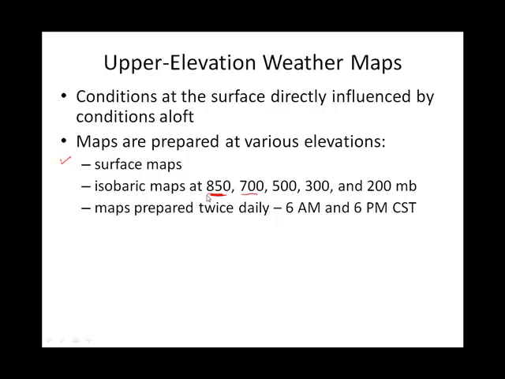The way isobaric maps work, remember, is they give you iso heights at a particular pressure. So an 850 millibar isobaric map would be iso heights that are closer to the Earth than, say, in a minute we're going to see a 200 millibar isobaric map, which would be basically at very upper elevations.